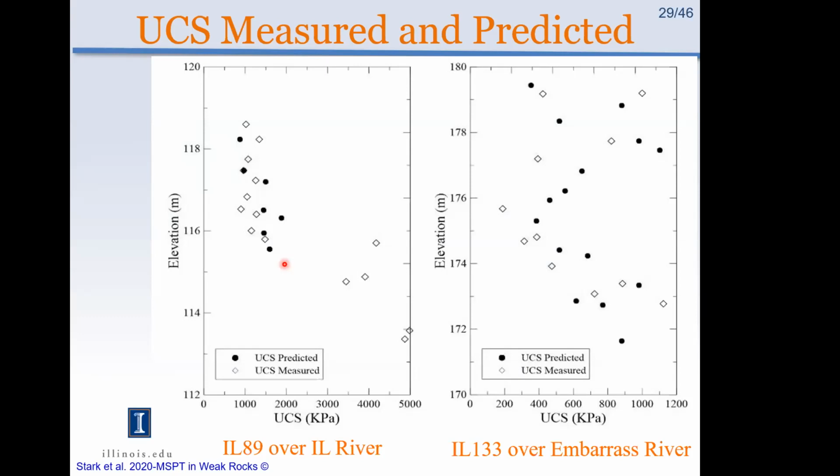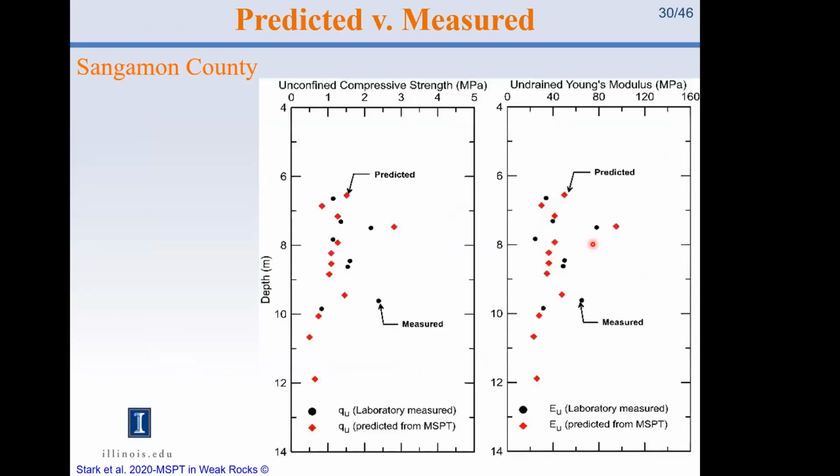And this is some data from other IDOT sites where we went back and predicted what the unconfined compressive strength would be from the MSPT test, and then drilled a boring and measured the unconfined compressive strength. The solid dots are predicted, open are measured. So you can see a pretty good ability to estimate the unconfined compressive strength. And here's another site, laboratory versus predicted. The red symbols are the predicted.